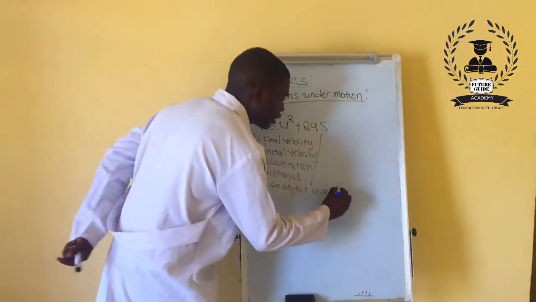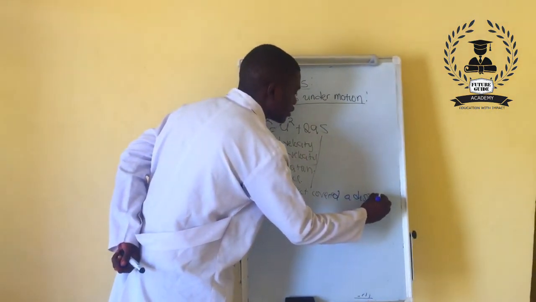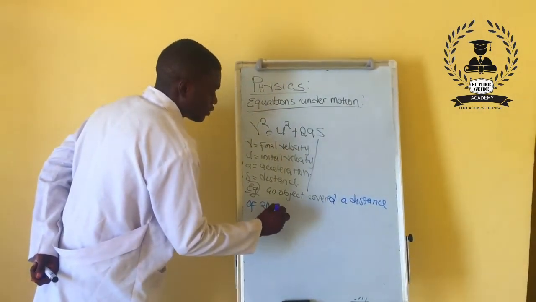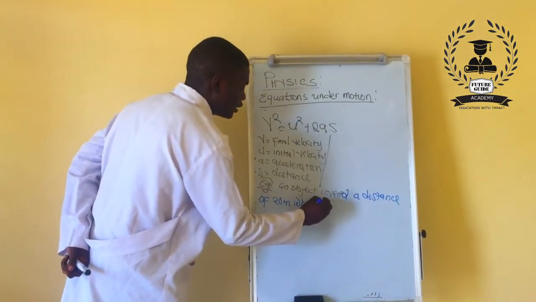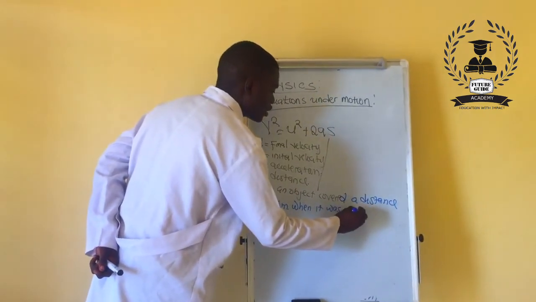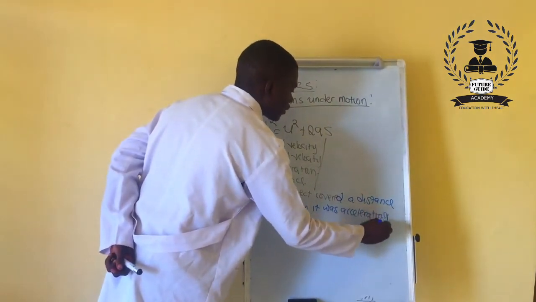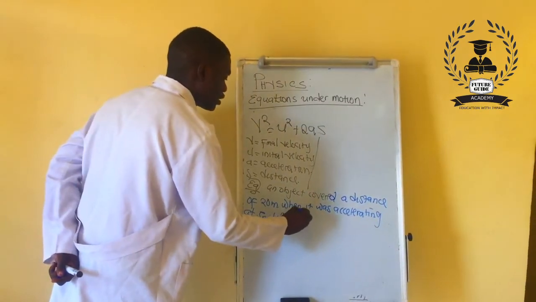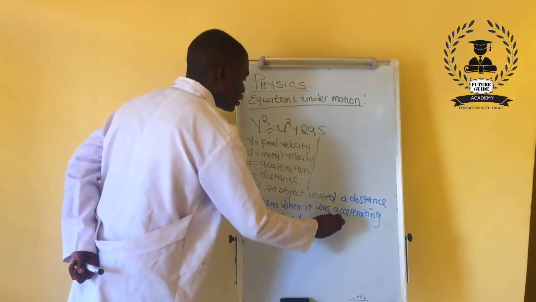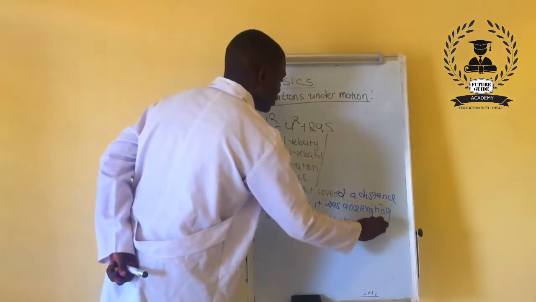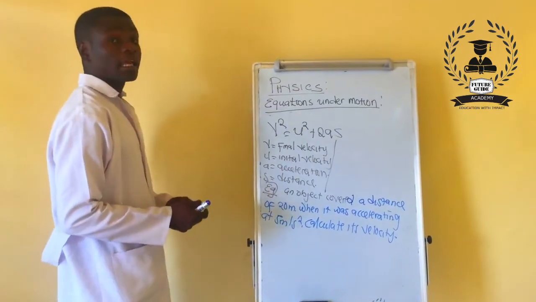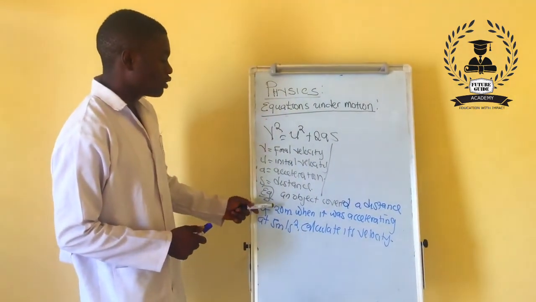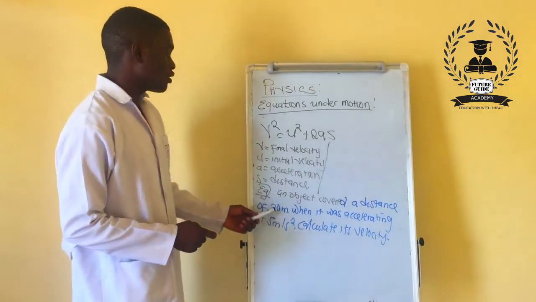Last example: an object covered a distance of 20 meters when it was accelerating at 5 meters per second squared. Calculate its velocity.